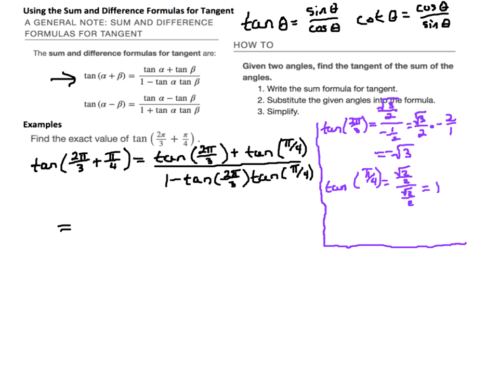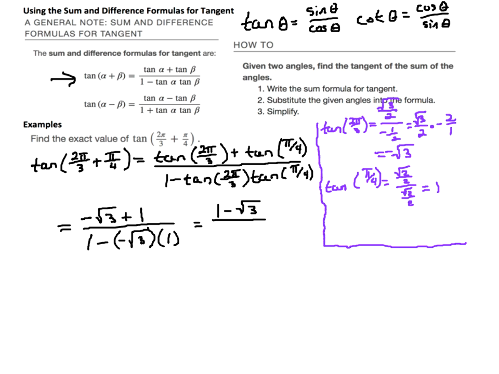So this is equal to, okay, the tangent of 2 pi over 3 is negative square root 3, plus the tangent of pi over 4, which is 1, divided by 1 minus the tangent of 2 pi over 3, which is negative square root 3, times the tangent of pi over 4, which is 1. Simple enough. I'm going to flip-flop my terms in the numerator because I don't like to have that negative leading like that.